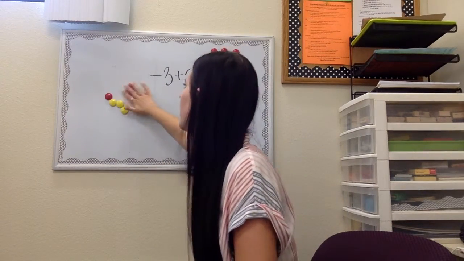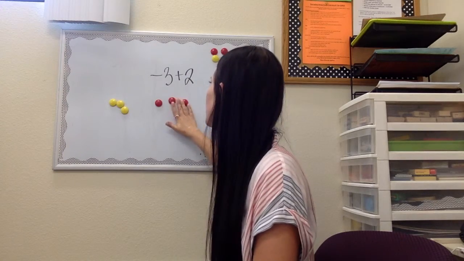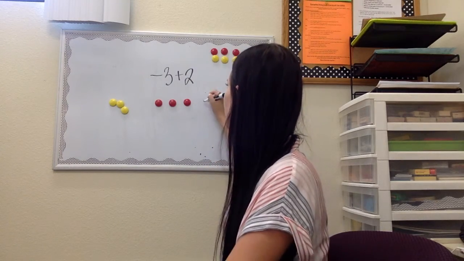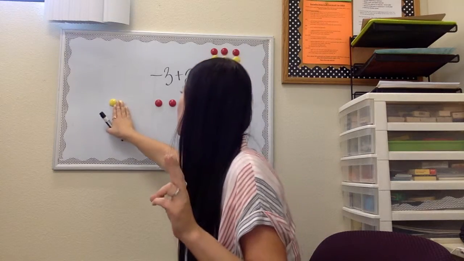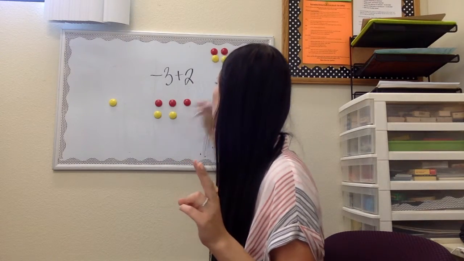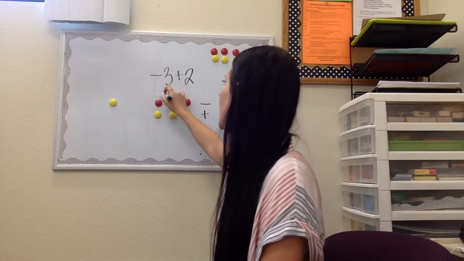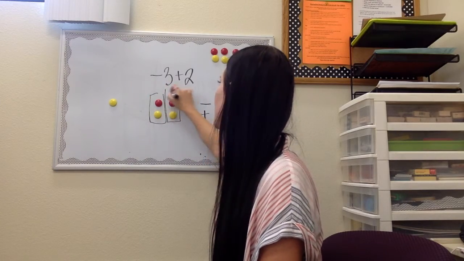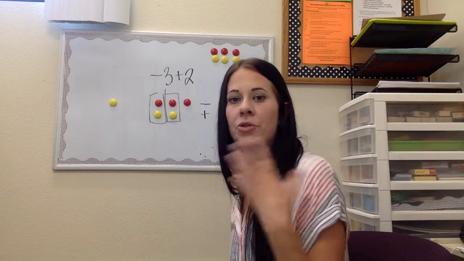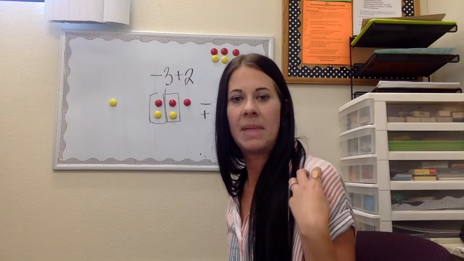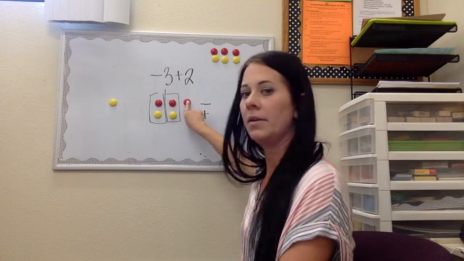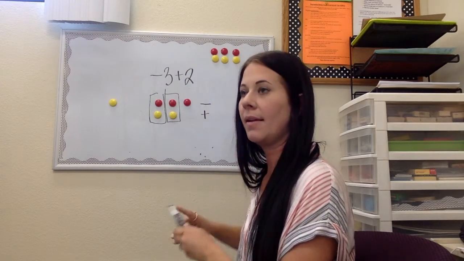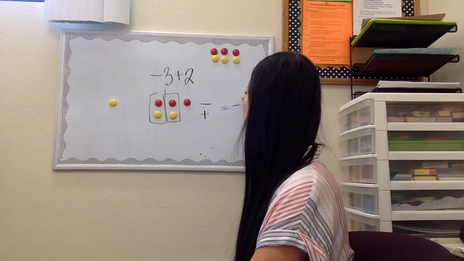So -3. Here are my 3 counters. 1, 2, 3. Negative. How many positive counters do I need? 2. 1, 2. These are positive. These cancel each other out. So you're not even going to consider those because that's making 0. So what is left over? 1. And what sign is it? Negative. So this equals -1.